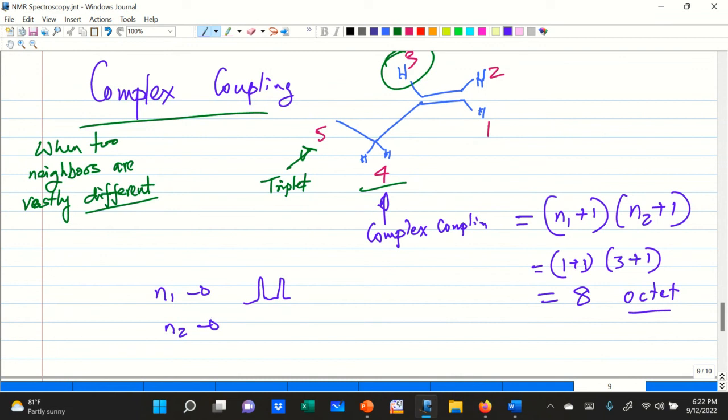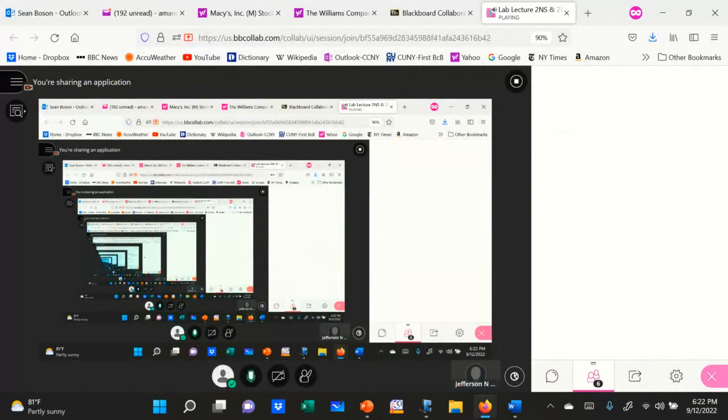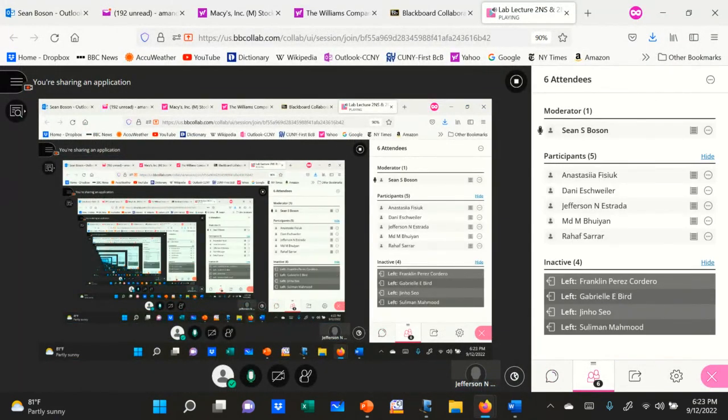But because n2 also couples separately and independently, n2 being 3 protons, each one is going to become a quartet. So it will be a quartet, and the other one also turning into a quartet. So you have basically 2 quartets together. That is what is equivalent to 8. So that is what complex coupling is. Got it? All right. As you can see, I have to give a long lecture in a short period of time. I hope you are able to follow.